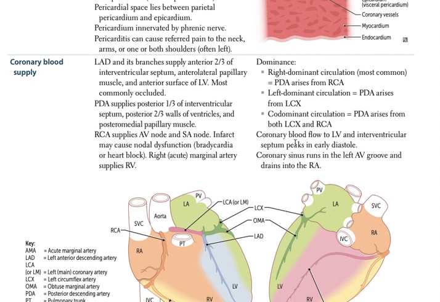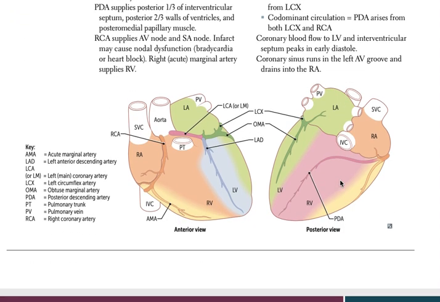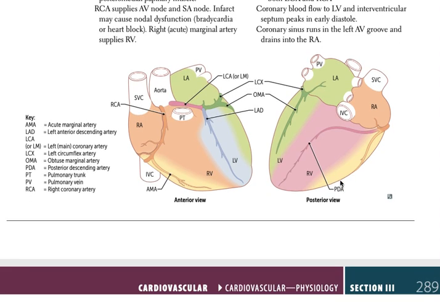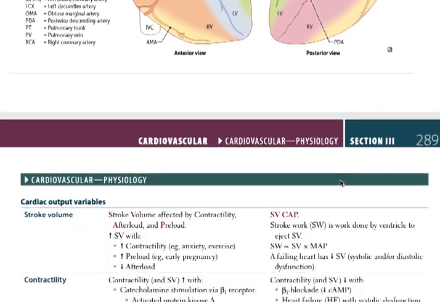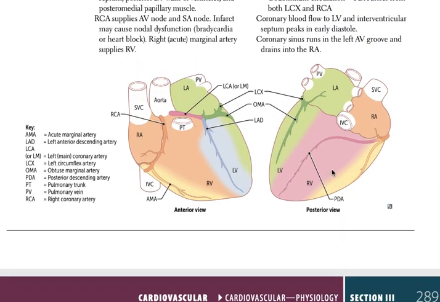So the coronary blood flow to the left ventricle and interventricular septum peaks in early diastole. Coronary sinus runs in the left AV groove and drains into the right atrium. That is the end of cardiac anatomy.